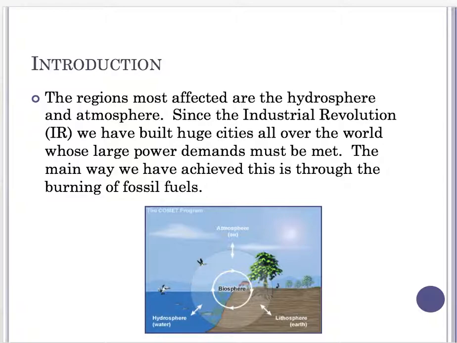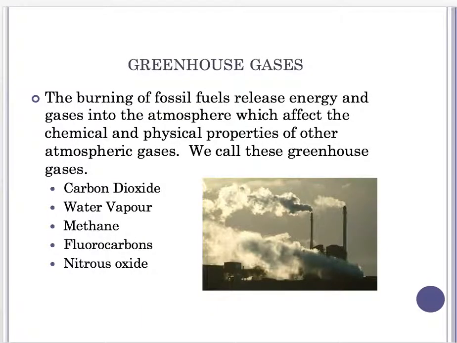So the dot points in your syllabus don't exactly match up in the sequence that they appear. They kind of match up randomly. So make sure you are aware of this as you're going through the worksheet. So the regions that are most affected are the hydrosphere and the atmosphere. Since the Industrial Revolution, we've built huge cities all over the world whose large power demands must be met. The main way that we have achieved this is through the burning of fossil fuels.